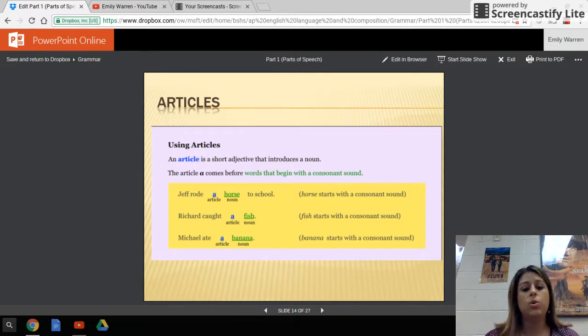And the article is just a short adjective that introduces a noun. So the article a comes before words that begin with a consonant sound. This is where people get confused sometimes. So Jeff rode a horse to school. Richard caught a fish. Michael ate a banana. Because the noun starts with a consonant, you use a.